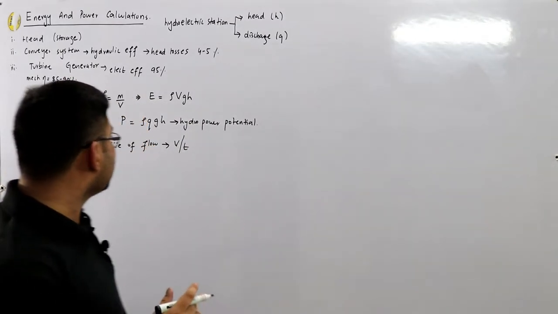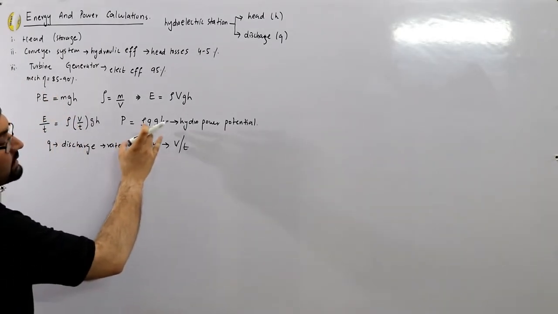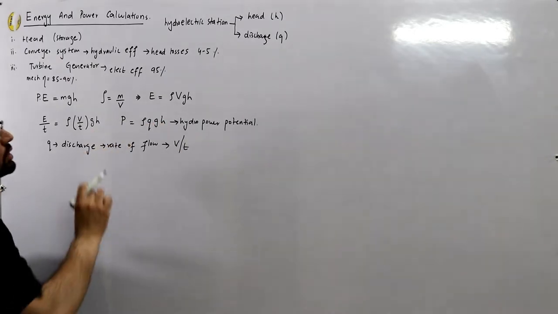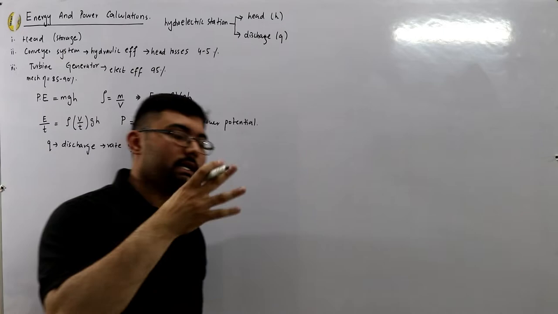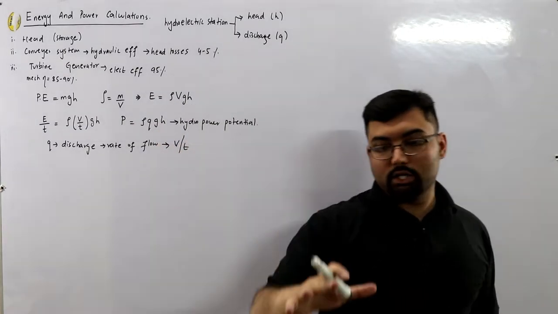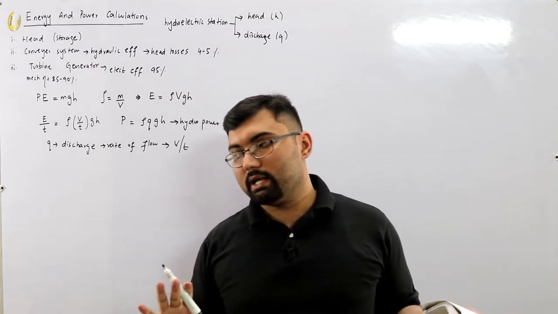Now how can we play around it? Have a look. The rho is constant for water, the g is constant, and so you can play around either with Q or H. H is the other thing that again we cannot play around with, because once a dam is constructed, the head cannot be changed.